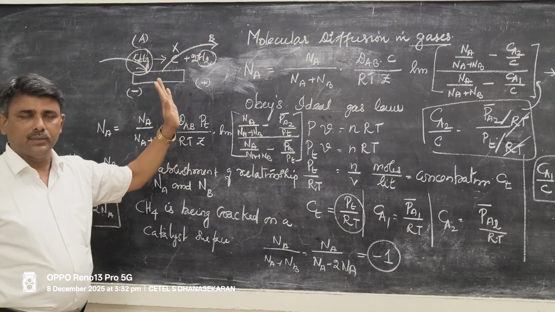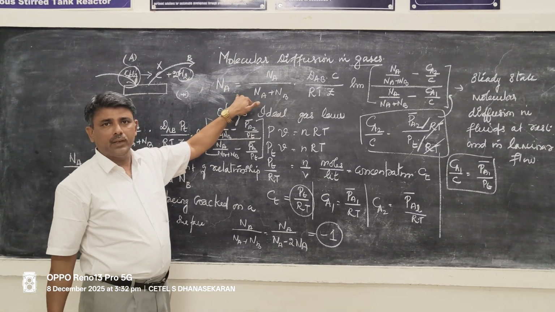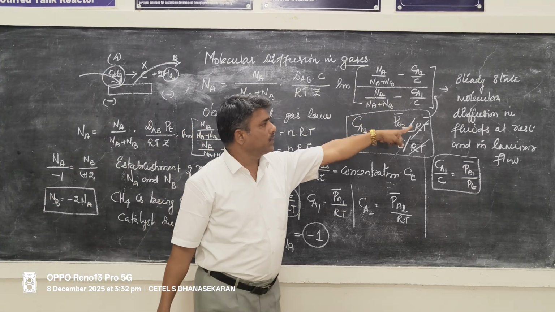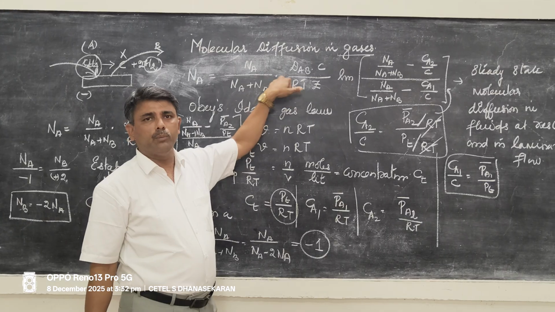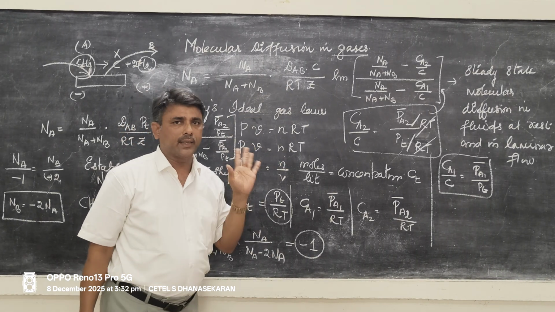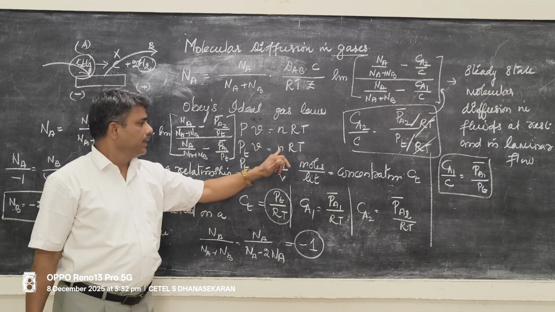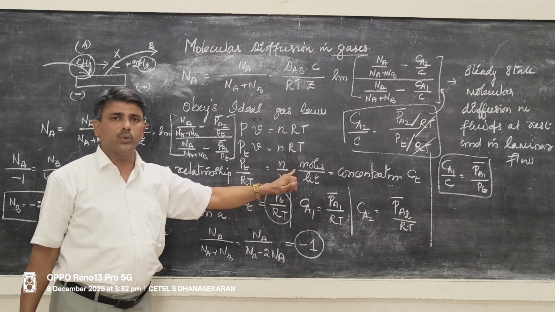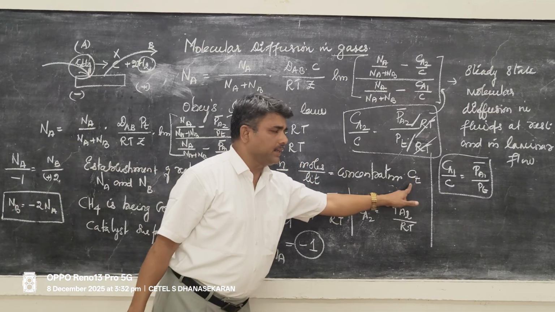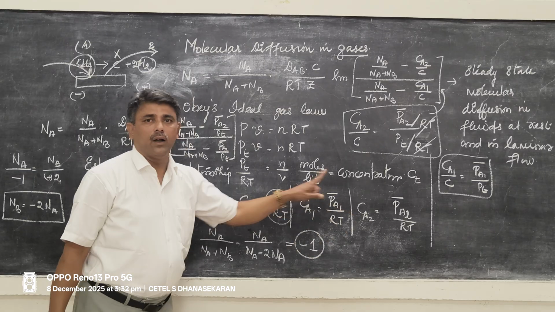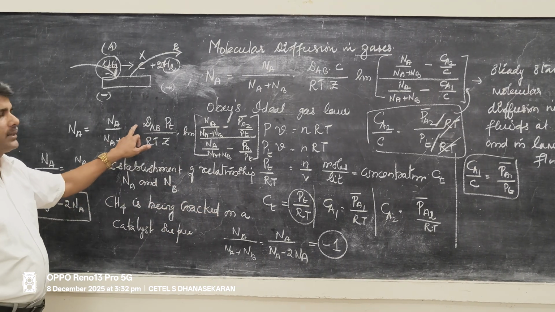So what I am discussing in this class is molecular diffusion in gases. Already we derived the equation for flux, that means steady state molecular diffusion in fluids at rest and in laminar flow. This is the final equation. From this equation, I bring the equation for molecular diffusion in gases. Assume that the gas obeys the ideal gas law. That means PV is equal to nRT, or Pt V is equal to nRT. n by V, the number of moles in volume of solution in liter, means concentration C. So C is Pt by RT. This is total pressure, hence it is Ct. Arrange this information in order. Clear? Once you substitute this information here, this is the final equation.